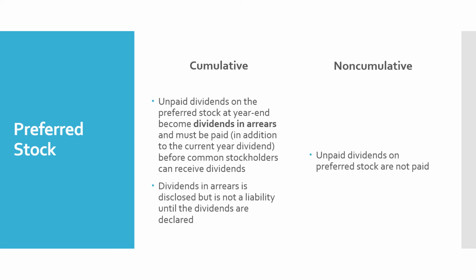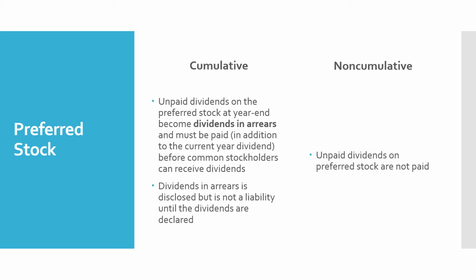So what happens if that preferred dividend is not paid? Well, first, if the whole preferred dividend is not paid, then common shareholders will not receive anything in that year. In subsequent years, if the company pays dividends, whether the preferred shareholders get the past year dividend or not depends on whether the preferred stock is cumulative or non-cumulative.